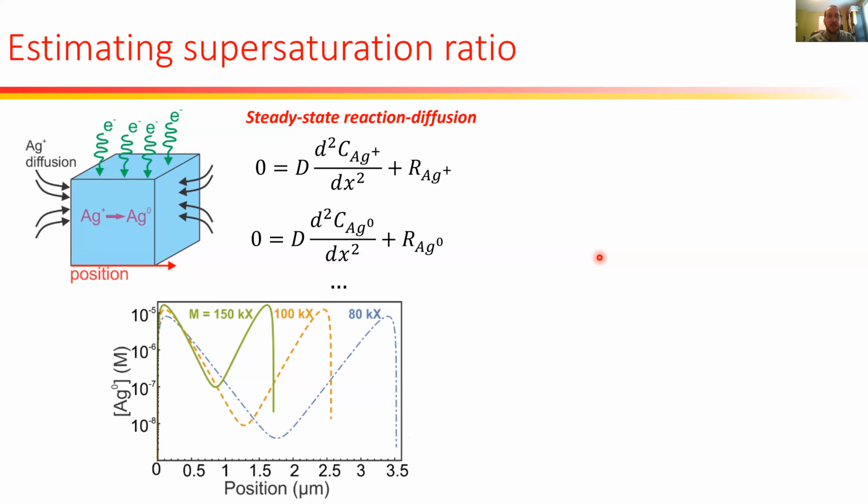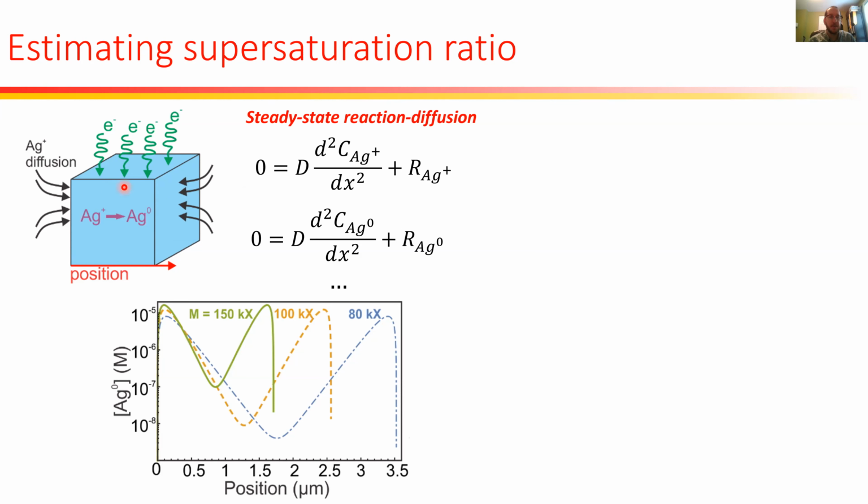We can estimate the supersaturation ratio, which is an important parameter for nucleation. We do some reaction diffusion modeling. We know that we have silver plus being converted to silver atoms. These can diffuse out of the reaction volume. We can also have more silver plus diffuse into the reaction volume. So it's a continuous process, and we set up a steady state concentration profile within this volume.